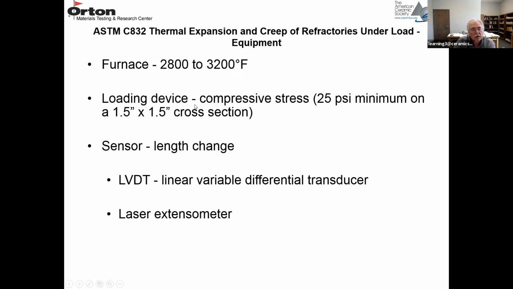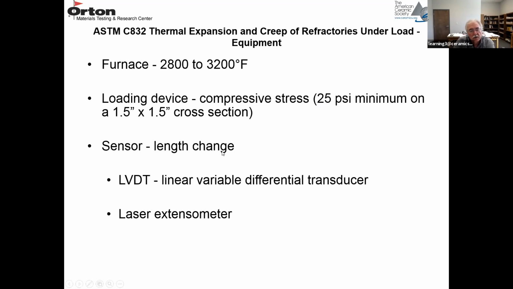A loading device: you have to have a means of applying a compressive stress, and 25 psi is the minimum on this 1.5 by 1.5 inch cross section that's specified in the test. We have samples that we run at other loads, maybe 100 psi, maybe 200 or 300. It just depends on how far you want to push a material.